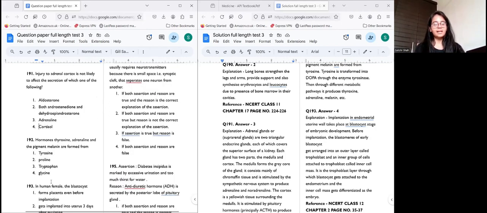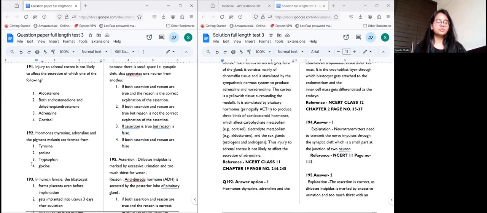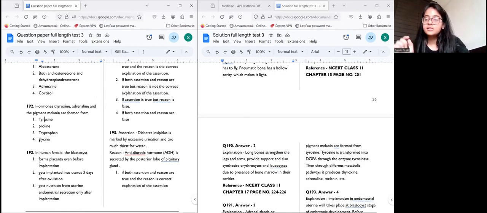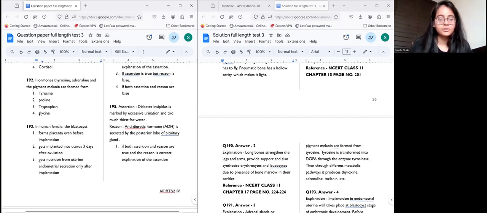Hormones thyroxine, adrenaline, and the pigment melanin are formed from what? Any guesses? So first option being tyrosine, then proline, then tryptophan, and then glycine. Answer for this is option number 1. You need to remember, this is not much concept behind it. So thyroxine, adrenaline, and melanin are all formed from tyrosine. Because tyrosine is transformed into dopa through the enzyme tyrosinase. And through different pathways, these different hormones are produced.